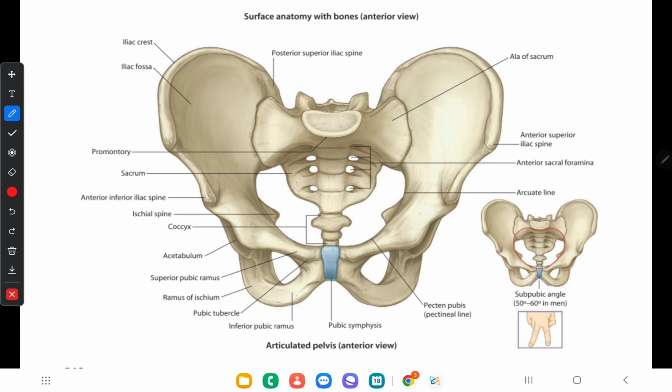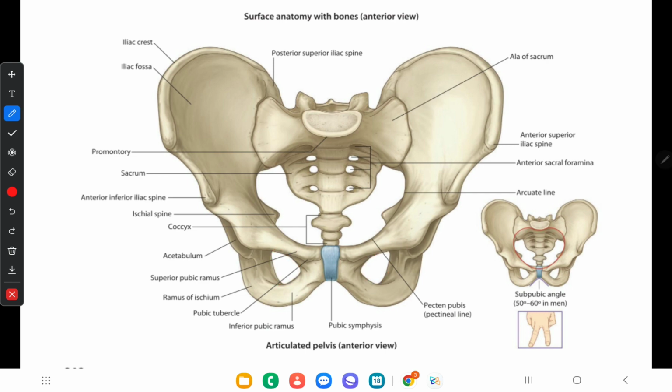Also, there are three surfaces of the superior ramus: the pectineal surface, the obturator surface, and from the inner or posterior side, the pelvic surface. Here is the inferior ramus of the pubic bone, and it continues with the ramus of the ischium. In this pelvic bone, this is the obturator foramen. There are two obturator foramina in the two hip bones.